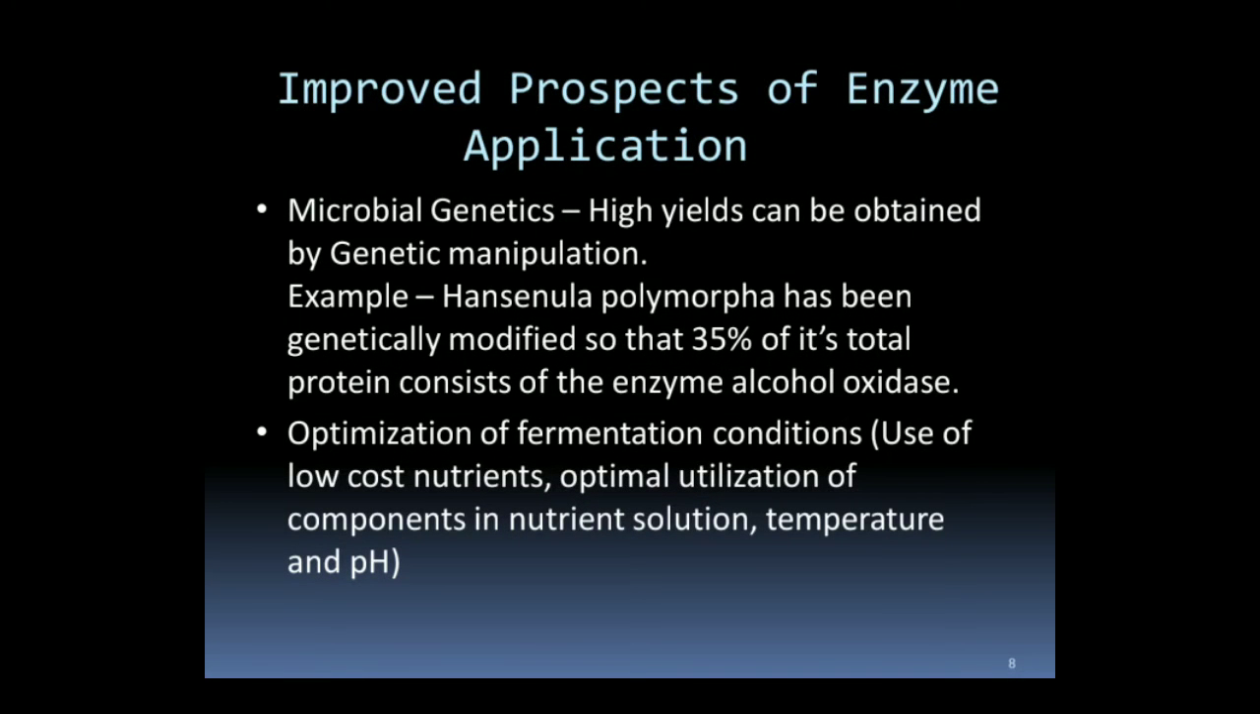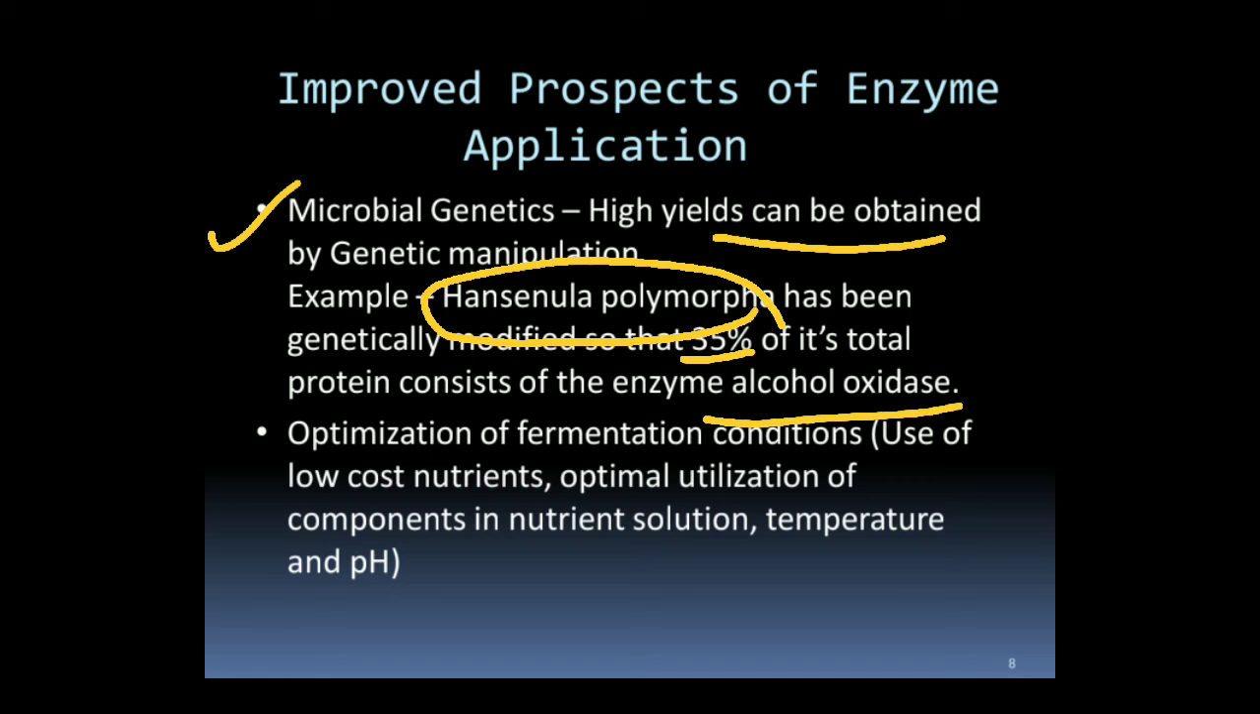What are the different improved prospects of enzyme application? The first one is microbial genetics. It resulted in high yields by the process of genetic manipulation. For example, Hansenula polymorpha, pay attention, has been genetically modified so that 35% of its total protein consists of the enzyme alcohol oxidase. Now, these both are related. You need to pay attention for MCQ type questions.